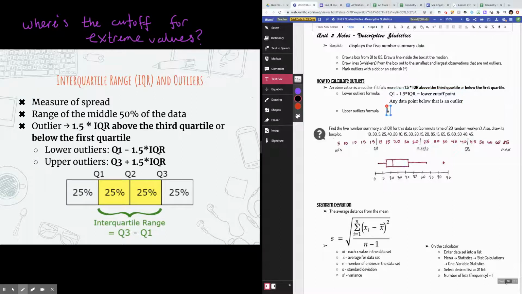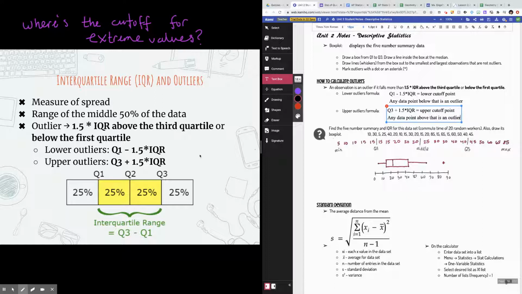And then for your upper outliers formula, you start at the upper quartile, Q3, and rather than subtracting, you're going to add because you're trying to figure out your upper outlier. So you want to give yourself space going to the right. You add 1.5 times the IQR, and that gives you your upper cutoff point. Any data point above that value is an outlier.